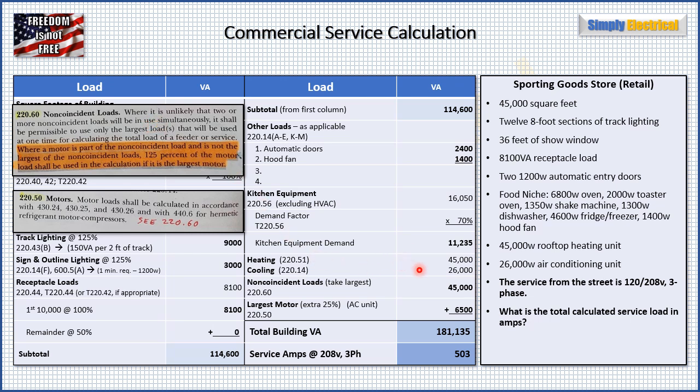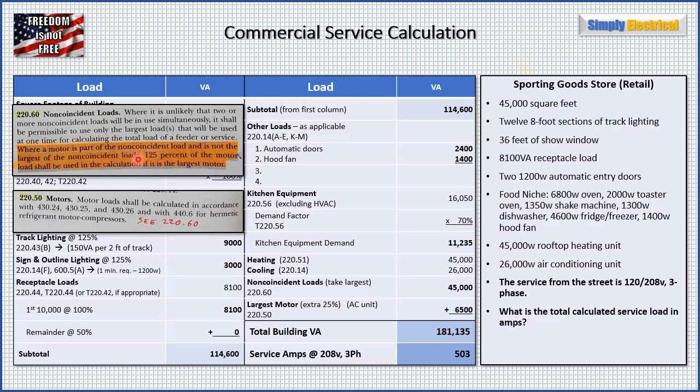So if that was the case, we'd be taking 32,500, adding that to our 45,000, and coming up with a really big number for our service. I do not think that that's what they meant. I don't think that was the intent behind this addition.